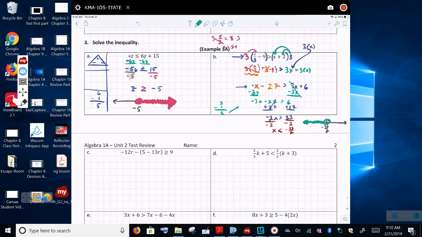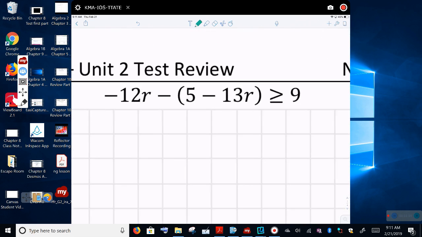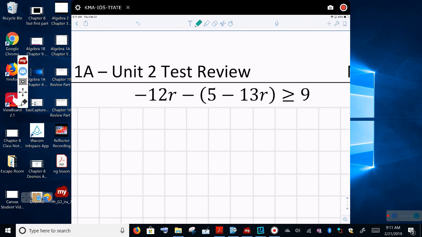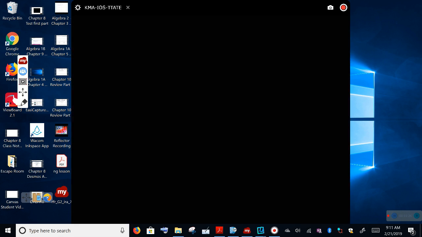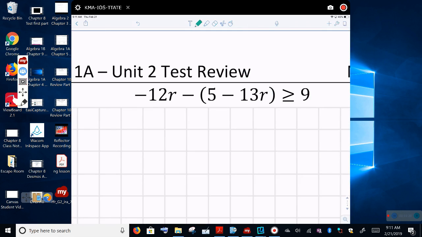Alright, let's check out C. This is my first step. Yeah, distribute. Some of you don't need this, but I know for some students it's helpful to think about this as a -1. So I want to distribute the -1 to the 5, and also to the -13r.